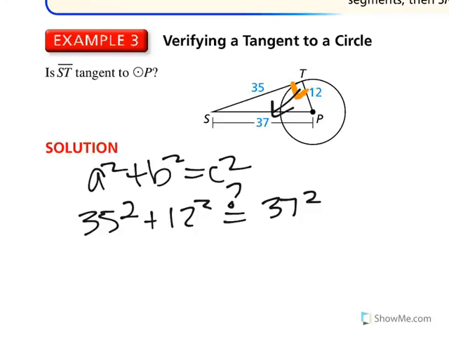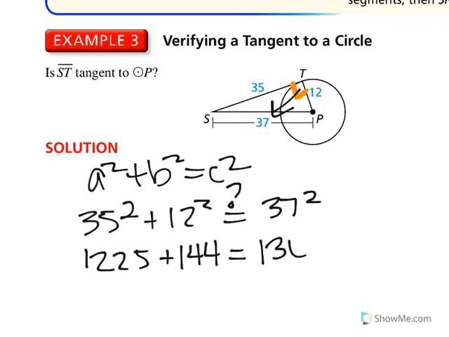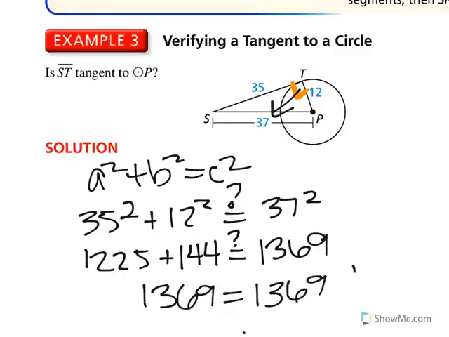Okay, so we know 35 squared is 1,225, 12 squared is 144, and 37 squared is 1,369, and we hope that it's equal. So 1,225 plus 144 is actually 1,369, and it is indeed equal. So we verified it, that this has to be a right triangle.